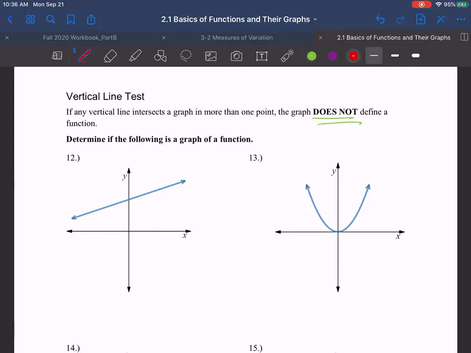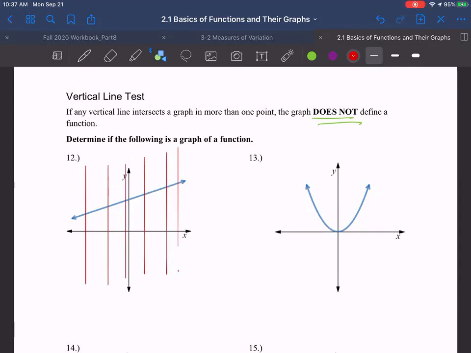So what you want to do is go through, look at your graph, and just see, is there anywhere I can draw a vertical line that's going to hit my graph more than once? So if we look at this one, you can draw it anywhere you want. I'll draw this one in. Nope, it only hits it once. Nope, it only hits it once. Nope, it only hits it once. Anywhere I try to draw a vertical line, it's only going to hit the graph in one point. Therefore, yes, that one is a function.